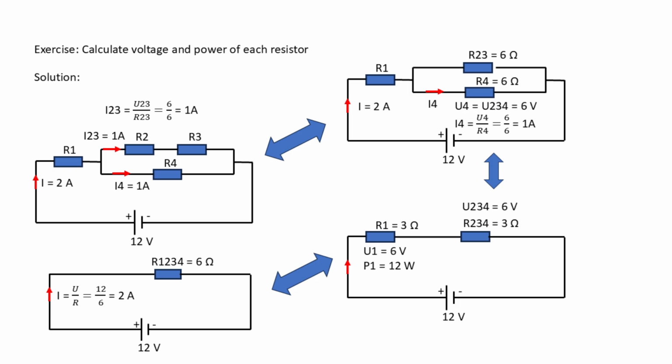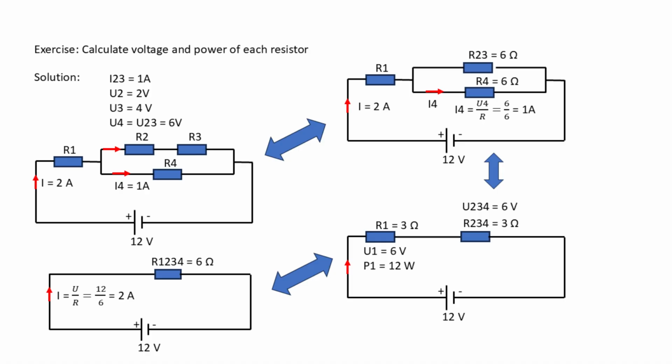Now that we know the branch currents, we can determine the voltage across each individual resistor in the circuit. We start with the resistors in the series branch, R2 and R3. From the previous step, we know the current through this branch is 1 ampere, and in a series circuit, the same current flows through each resistor. For R2, we apply Ohm's law. We have 2 volts. Next, for R3, the voltage is 4 volts. This completes the voltage distribution across all resistors in the circuit, showing how the source voltage is fully allocated across both series and parallel elements.